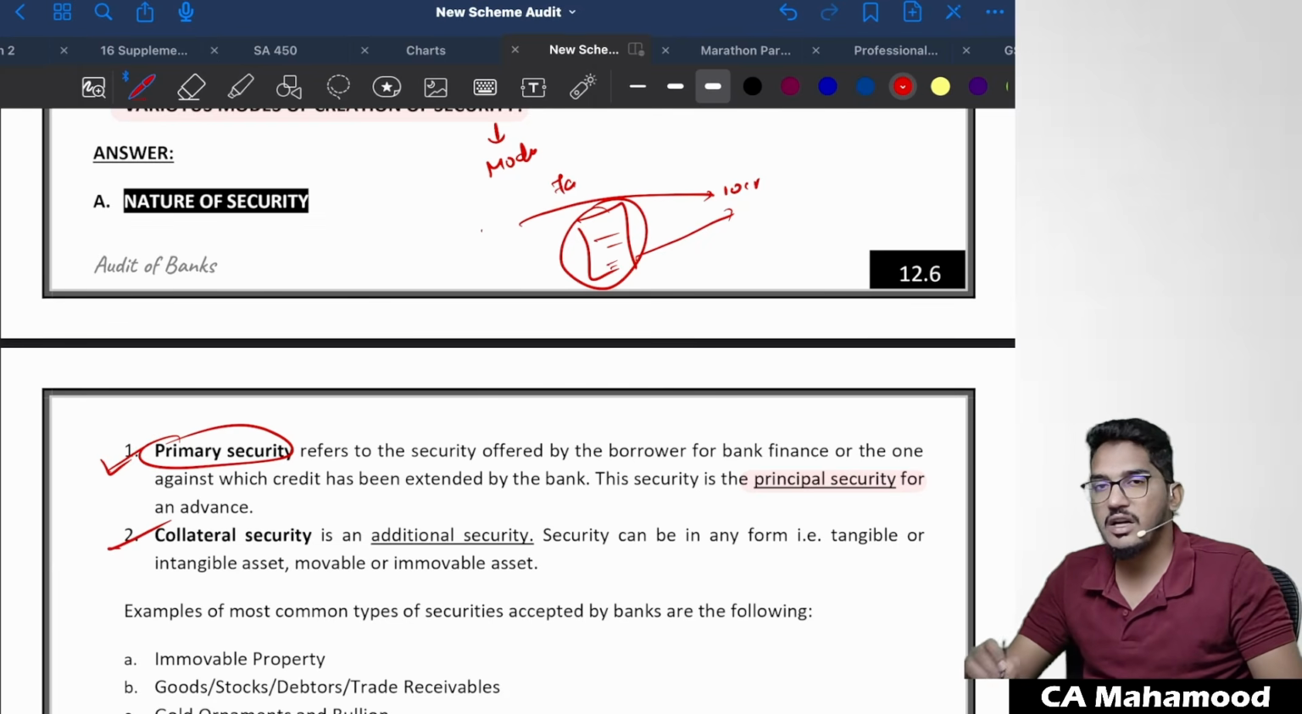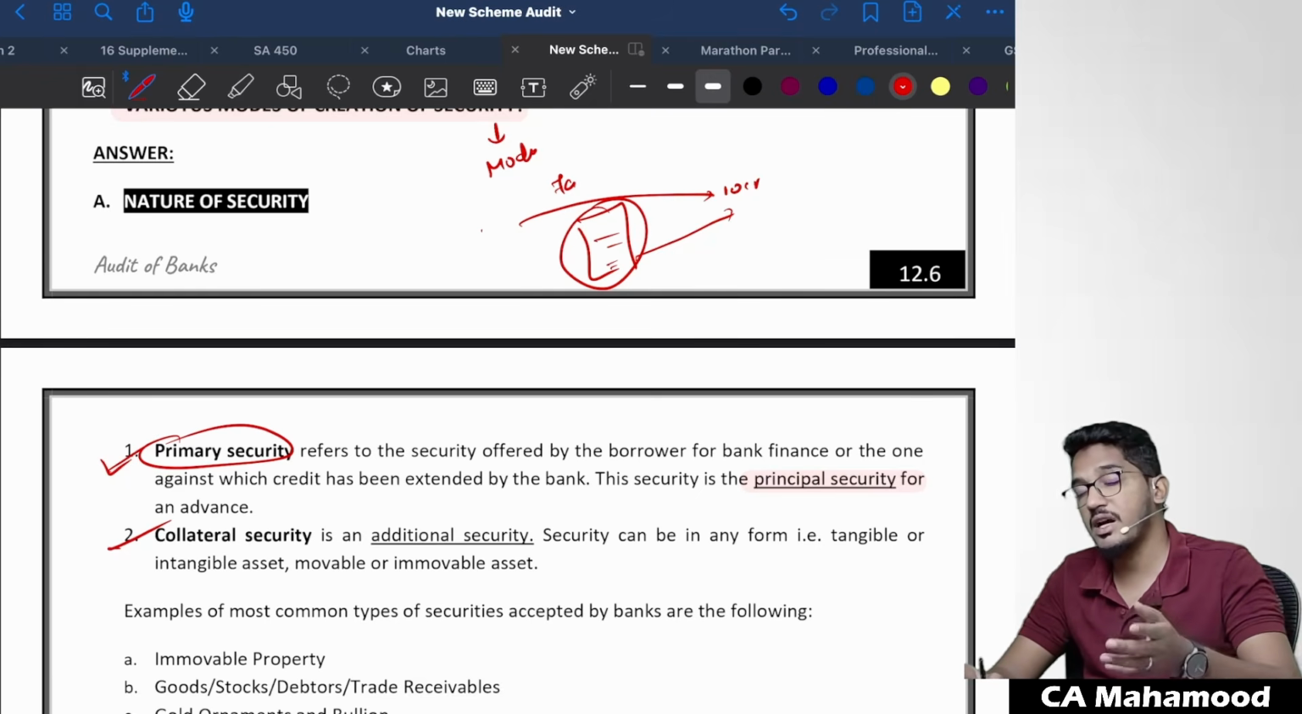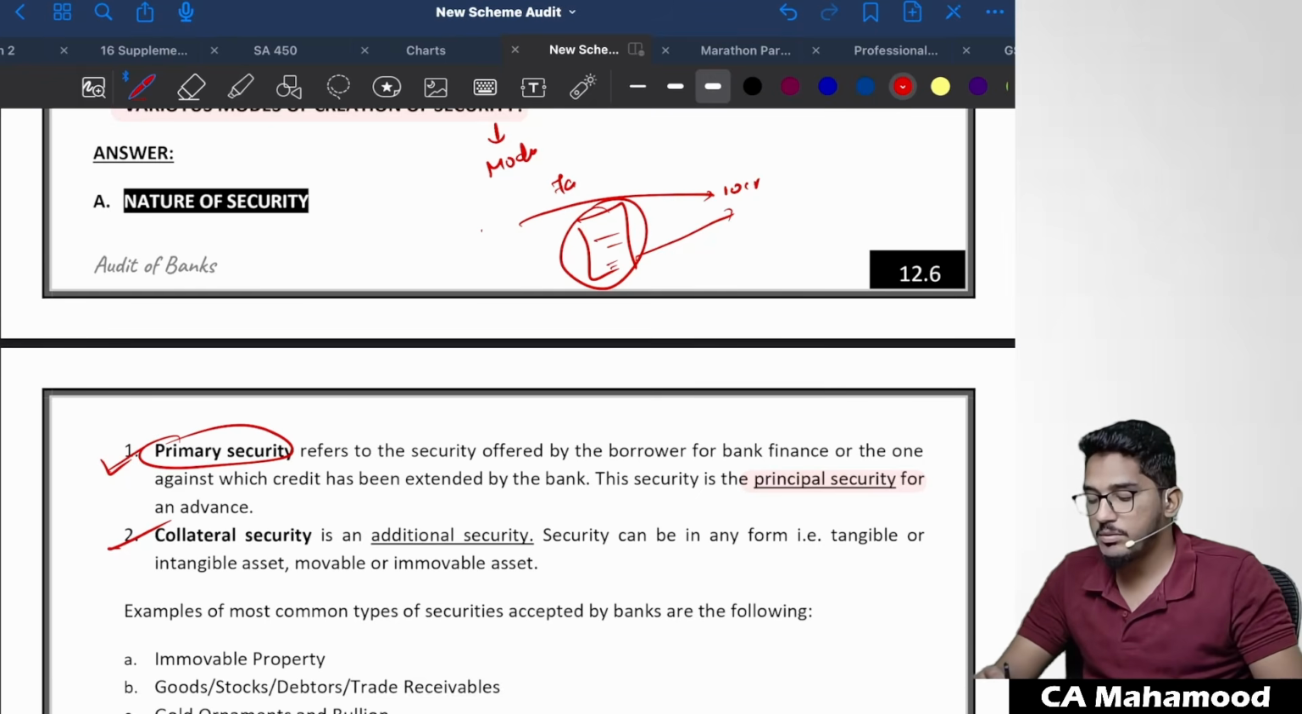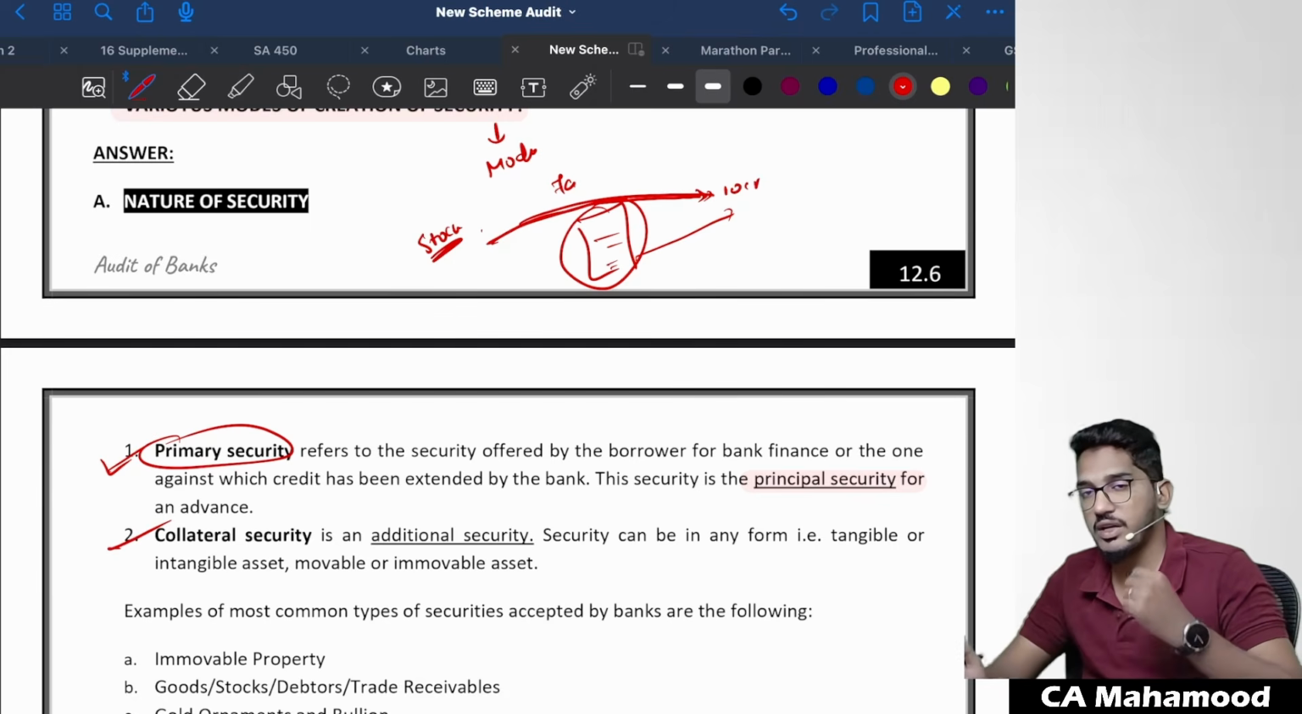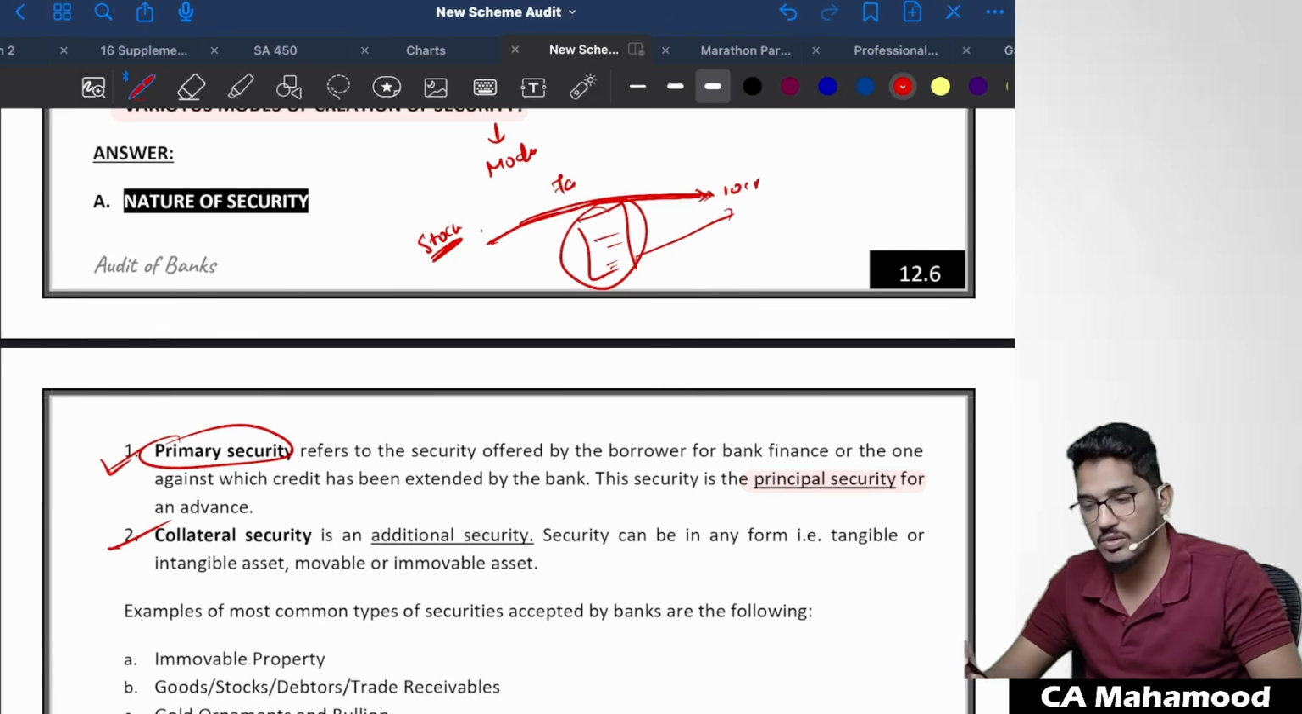Collateral security is, in addition to the principal security, the main security, sometimes bankers will ask you to keep some additional security. Take for example, the banker says, okay, I will take the factory building as security, but I want something extra. Then I say, okay sir, keep this factory as the primary security, I will give my stock as collateral security. So something which you are additionally offering in addition to the main or principal security, we call it collateral security.